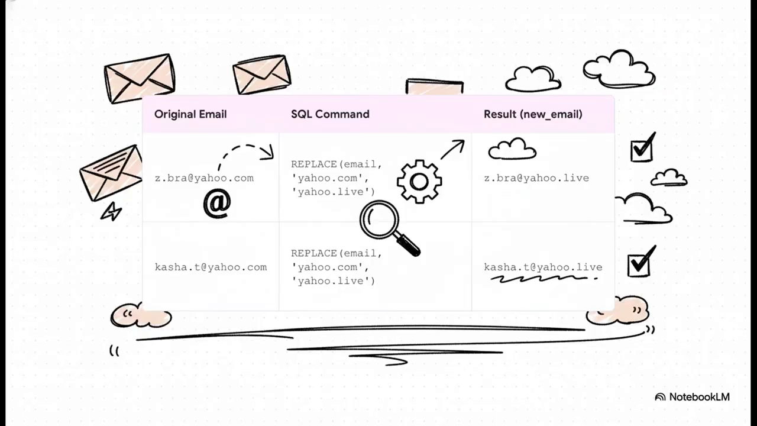This example is, well, it's a perfect real-world scenario. We're standardizing data. The command is super simple. Find every single instance of yahoo.com and just swap it out with yahoo.live. Look how clean and efficient that is. This is the kind of thing you do all the time for data cleaning. Think about correcting common typos or updating category names across thousands and thousands of rows in one go. This is the tool for that job.